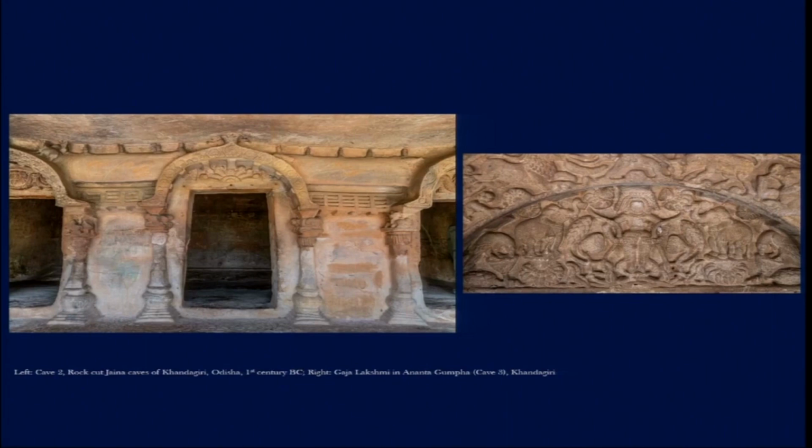This is another image from the site of Khandagiri. Khandagiri and Udayagiri are two neighboring sites in Odisha, and here there is an image from cave 2, which comes from the 1st century BC. What is really interesting here is how these individual cells, as I have mentioned earlier, were for the monks and the nuns to stay inside and take shelter, and perhaps continue their daily activities, their education and things like that.